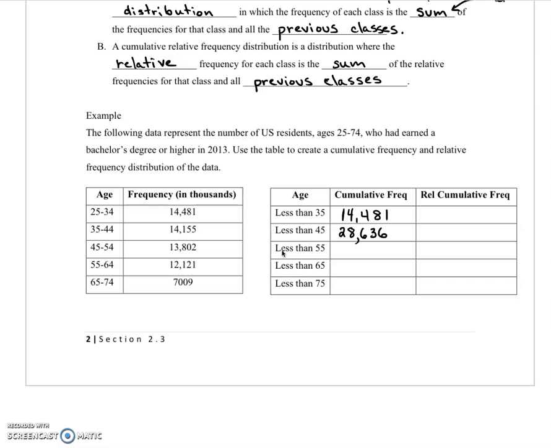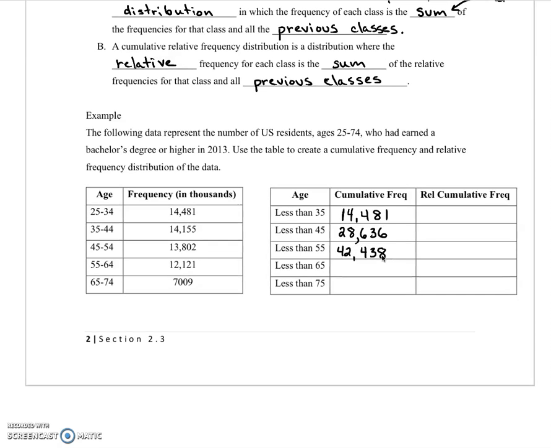Okay. For less than 55, we add the third class plus the second class plus the first class. The first class plus the second class we already have, so now we just take that number and add in the third class. That gives us 42,438.